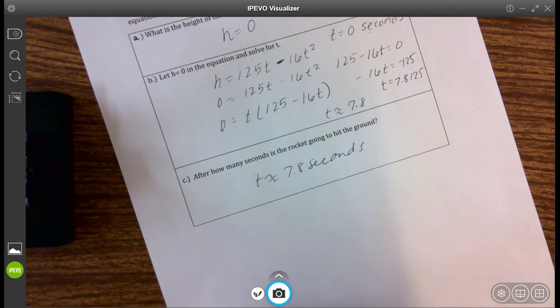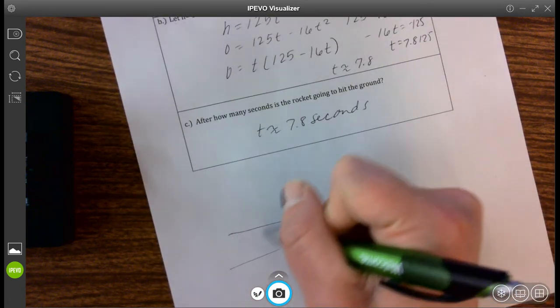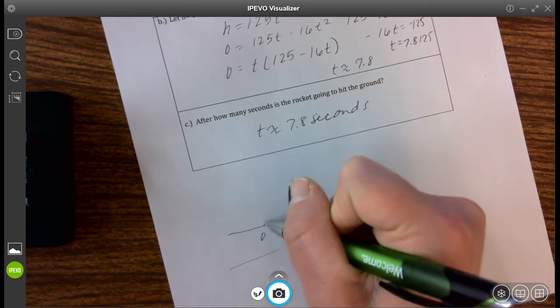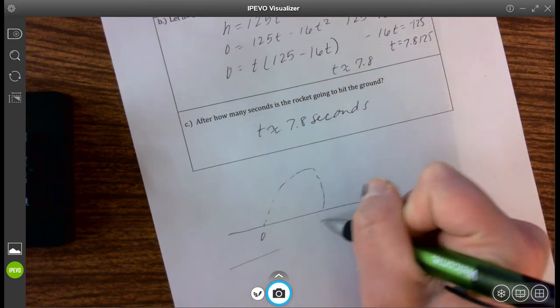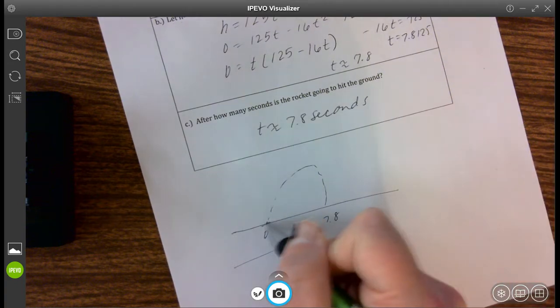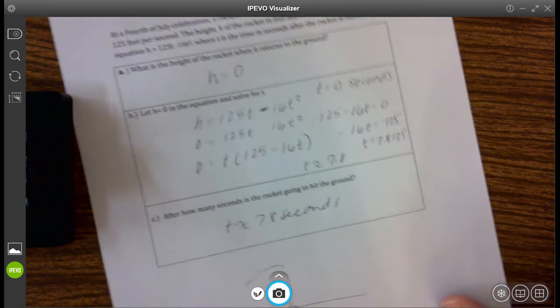Why did we also get 0? Because there's startings and landings. When you have the rocket, it's on the ground at 0 seconds, and then how much time goes by? 7.8 seconds. You're at 0, you're at 0. Okay, so that's how you complete this one.